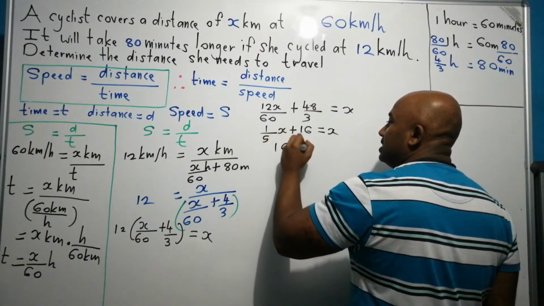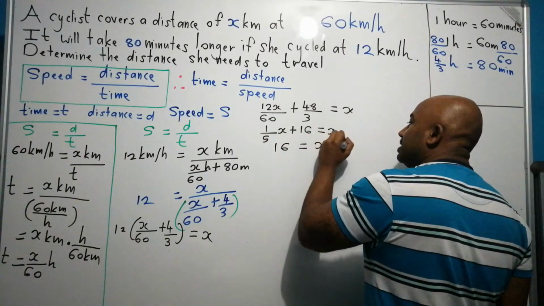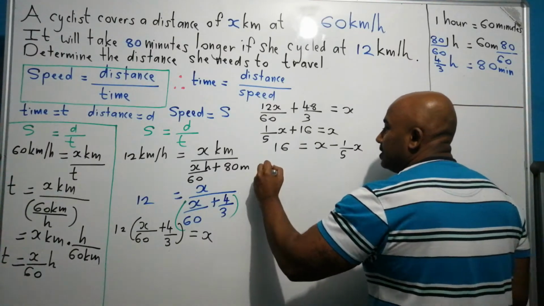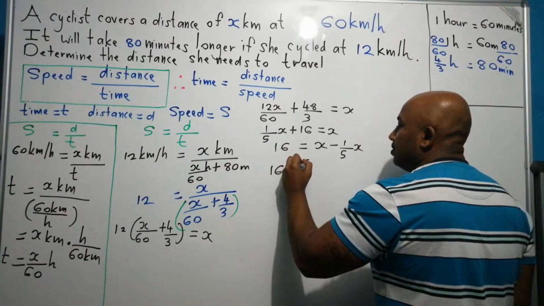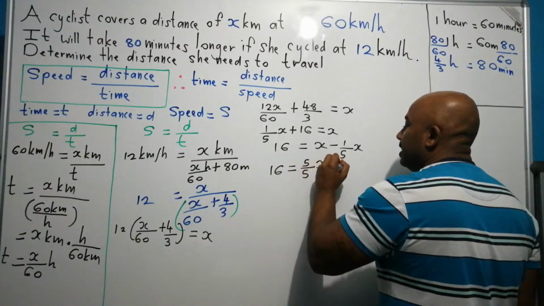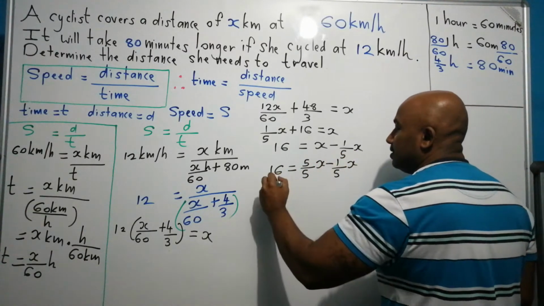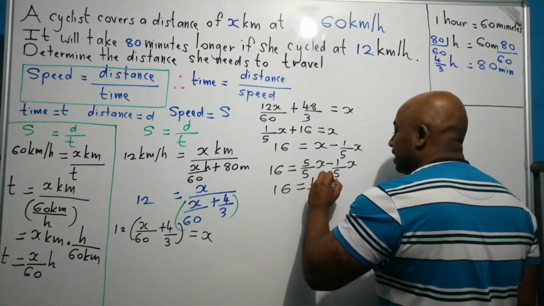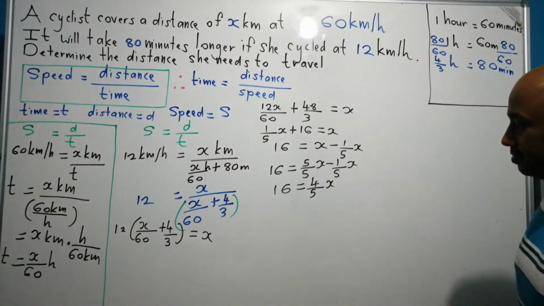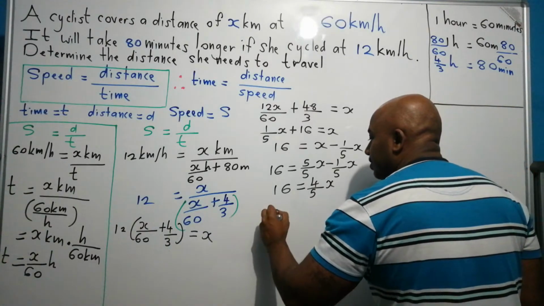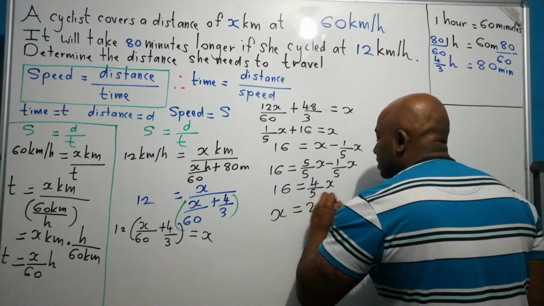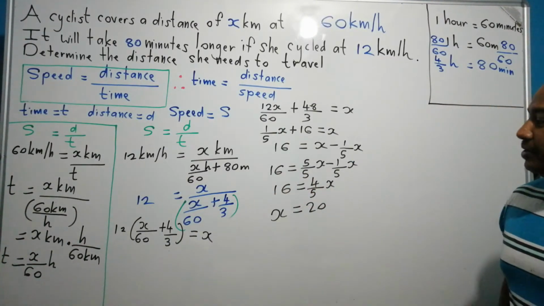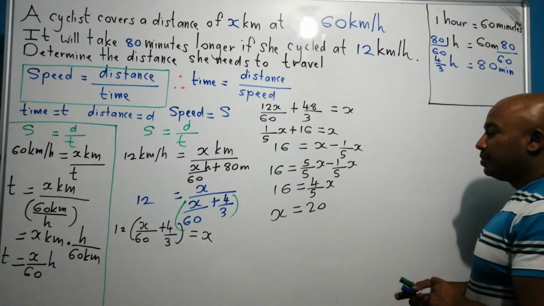So therefore 16 is equal to x minus 1 over 5x. So therefore 16 is equal to 5 over 5x minus 1 over 5x. So 16 is equal to 4 over 5x there. So therefore x is equal to 20. If you multiply by 5 over 4 on both sides, you can see that x is equal to 20 there.